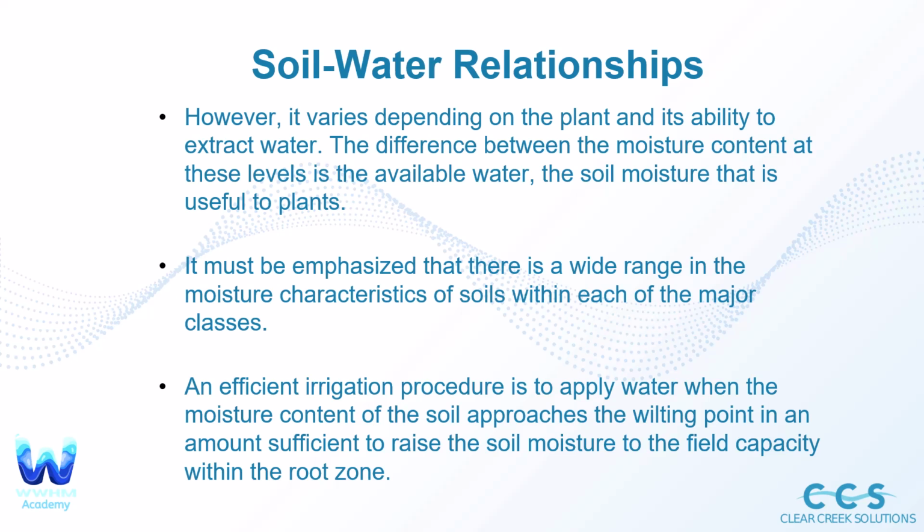The difference between the moisture content at these levels is the available water, the soil moisture that is useful to plants. It must be emphasized that there is a wide range in the moisture characteristics of soils within each of the major classes. An efficient irrigation procedure is to apply water when the moisture content of the soil approaches the wilting point in amount sufficient to raise the soil moisture to the field capacity within the root zone.